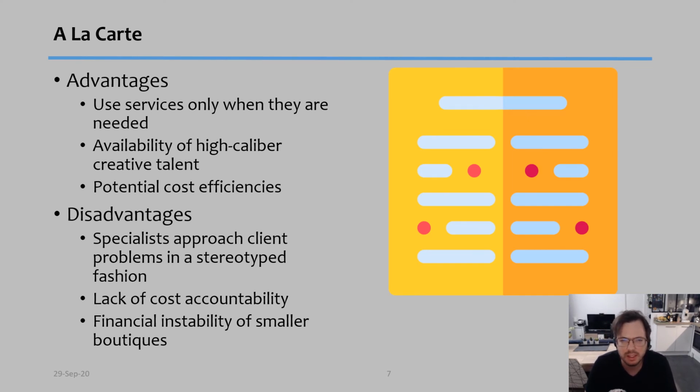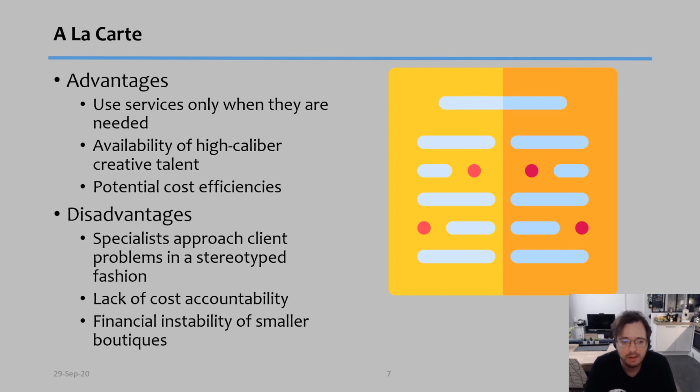The second one is a lack of cost accountability. When you hire a consultant, for example, it's very hard to know exactly how many hours he spent on a specific project. And therefore, it can be complicated to have task accountability, especially if it's the first time you're hiring these kind of people and you don't really have experience with it.